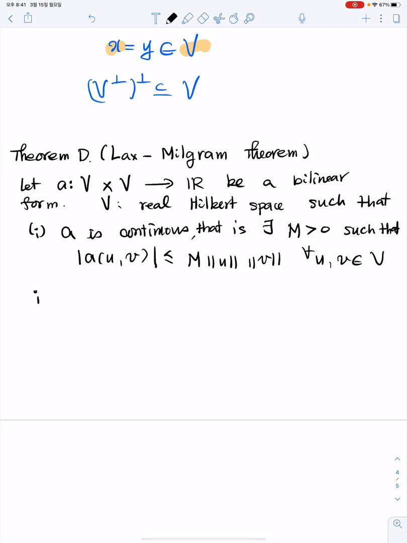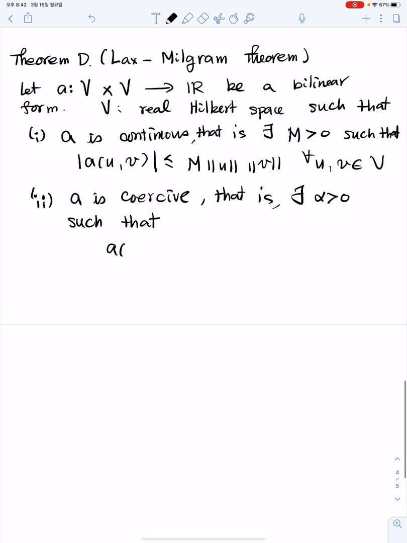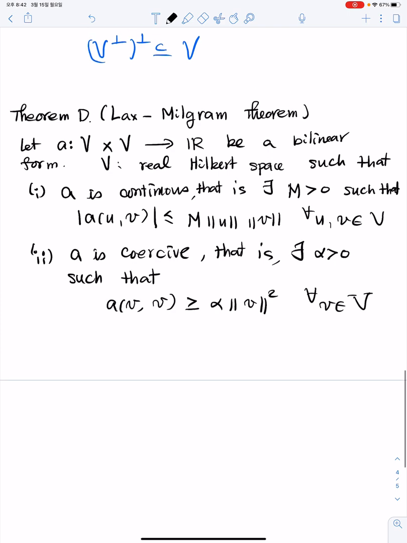And then the second property is coercive. So A is coercive. That means there exists alpha positive such that A(v,v), taking the same element, is greater than or equal to alpha times the norm of v squared, for every v in V. So it's called coercive.